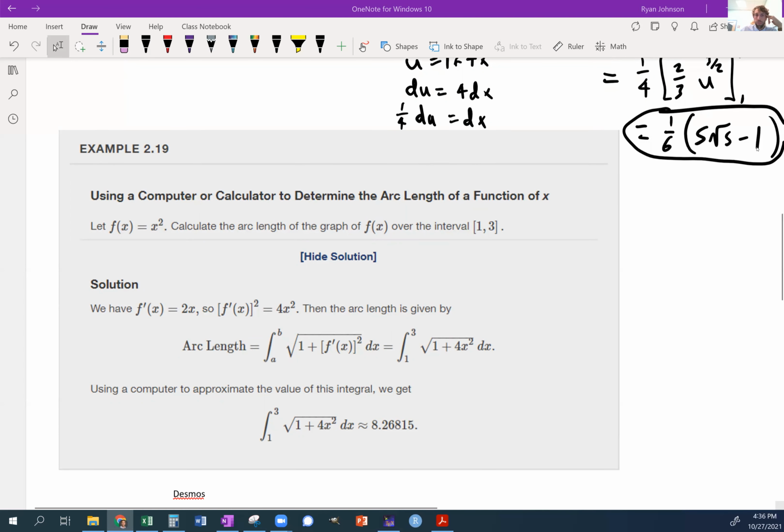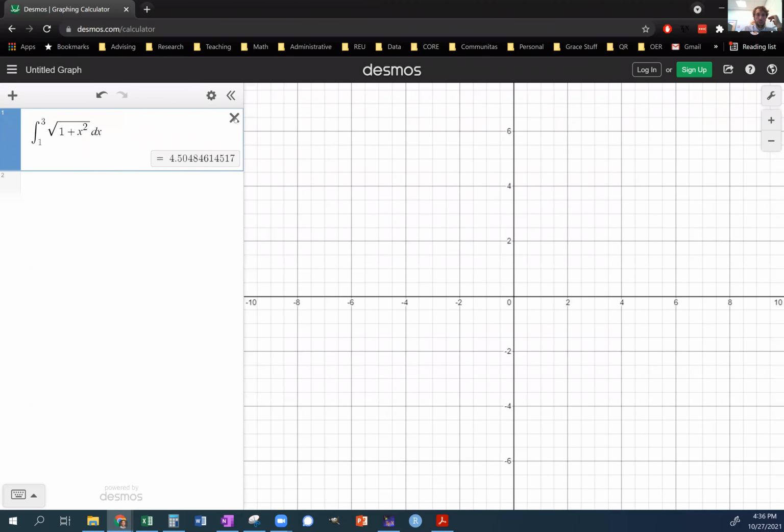In Desmos, if you type int, it's like, oh, you must be wanting to do an integral. So here from 1 to 3 of, and then if you want to do square root, sqrt, oh, looks like you want to do square root. Yes, I do, Desmos. So 1 plus 4x squared dx, it's 8.26. It's easy as pie, right?